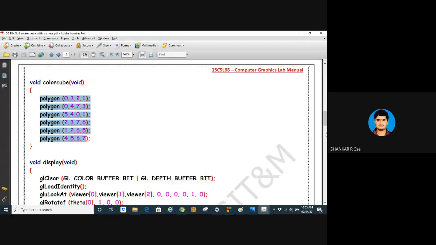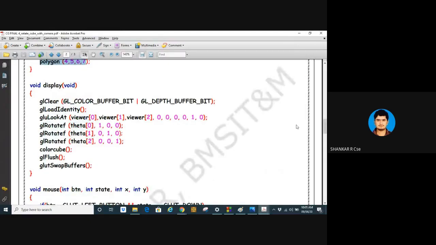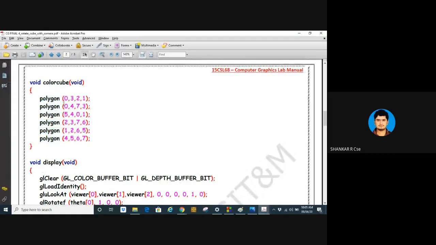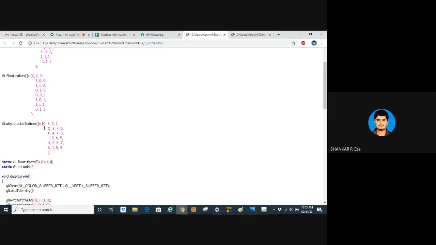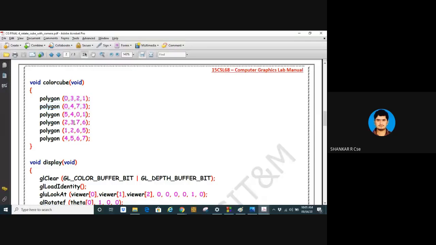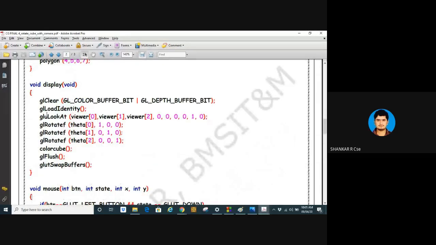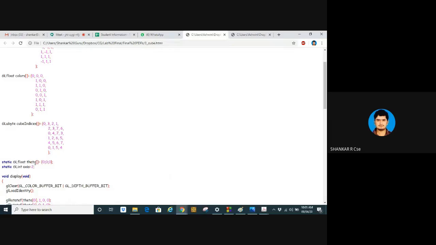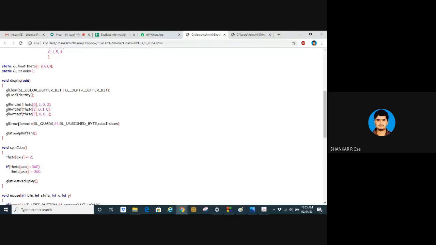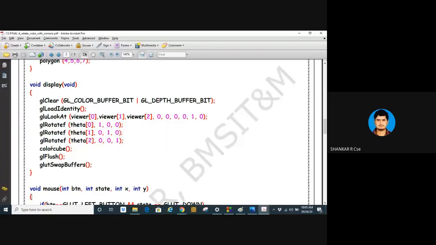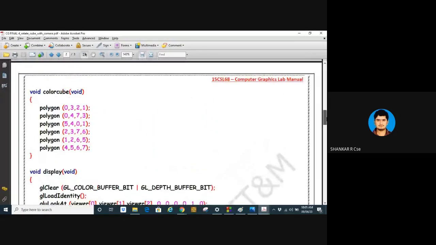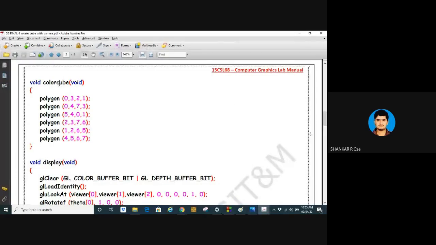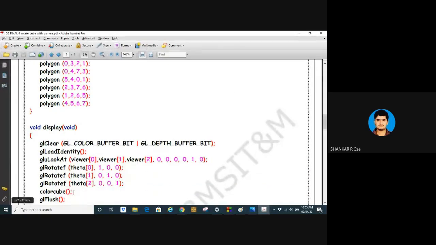All right. So next one, display, and these same guys will come: 0, 3, 2, 1, 0, 4, 7, 3, 2, 3, 7, 6. All these are the same. Display is also the same. Instead of draw elements, I would have drawn polygon, something like polygon color cube. So instead of draw elements, you call color cube.